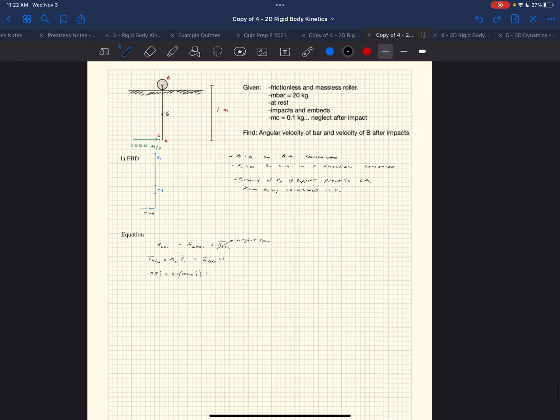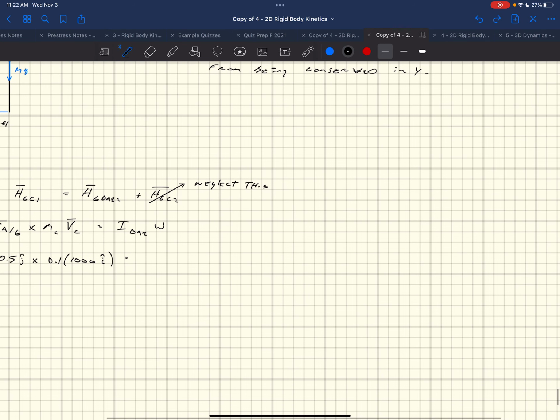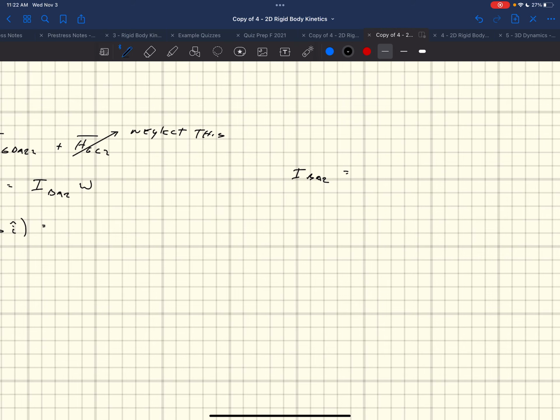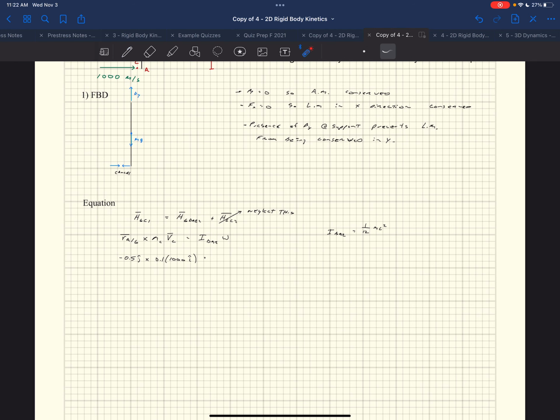Did they tell us I bar? Nope, I bar. Right? You gotta make sure you do this. This is another error I saw a lot of people doing. Since I'm doing everything about the mass center, the one about the mass center is 1/12 ml squared. If we were looking at the rotations about point A, then you do the over 3. But we're doing it about the mass center, so we use over 12.